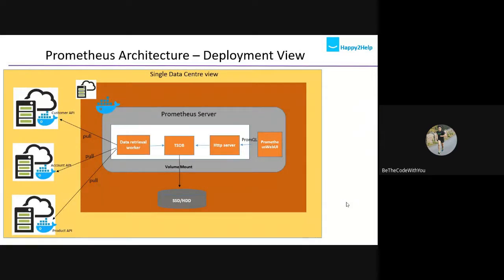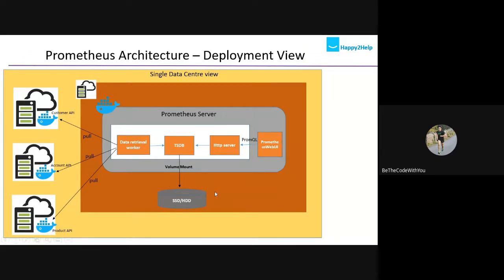This is the deployment view I could think of in a single data center. It is recommended that you run Prometheus on a separate node. If you look at this, I have this Linux node where my customer API, account API, and product API are running, and there is another Linux node where I'm running Prometheus in a Docker container, which is pulling the data. And it is storing data outside the container, which is obvious. Otherwise, when you restart the container, you lose the data. So you have your data storage on the node.